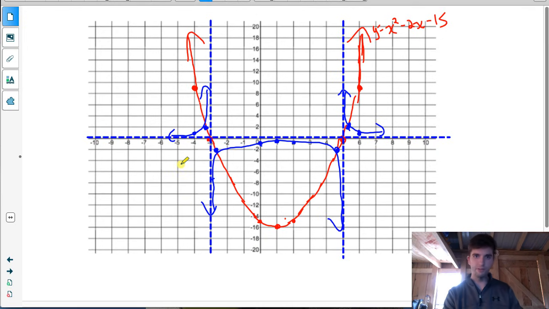Alright, so that's it for this lesson. Hopefully you now know how to graph reciprocal, linear, and quadratic functions.